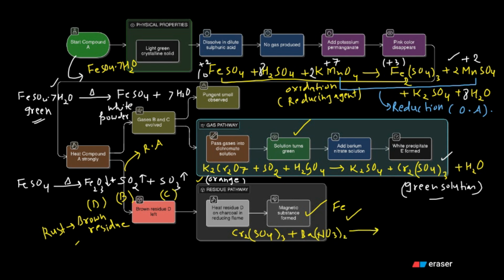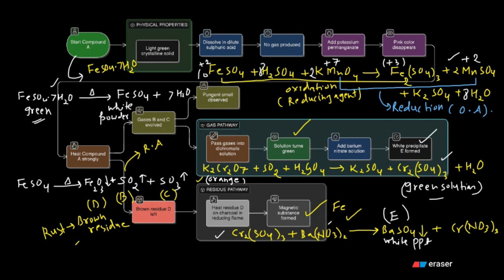What is happening in the reaction? Your white precipitate is forming, and the very famous white compound in qualitative analysis is barium sulfate. So barium sulfate will be precipitated out from here, which is your white precipitate, and chromium nitrate, Cr(NO3)3, will form. This barium nitrate is basically forming the barium sulfate, the white precipitate. So now you have identified all: A, B, C, D, and E.